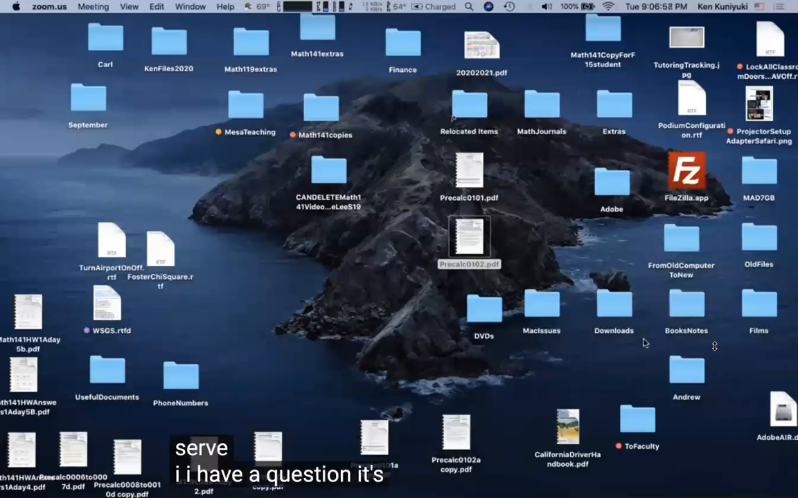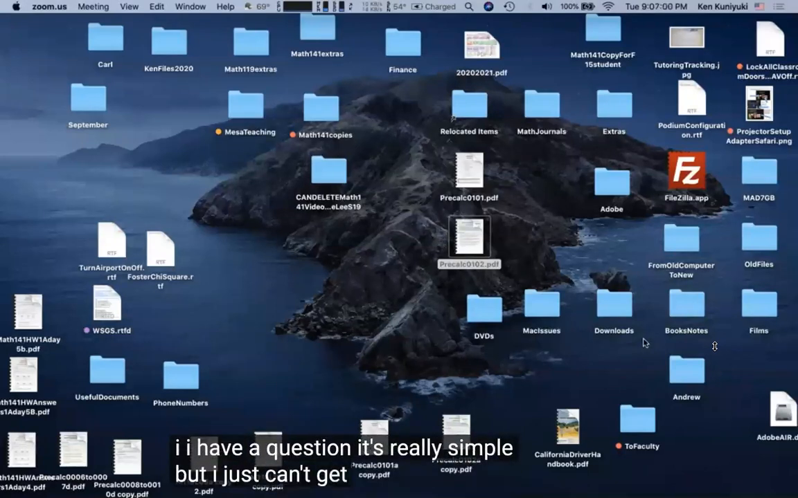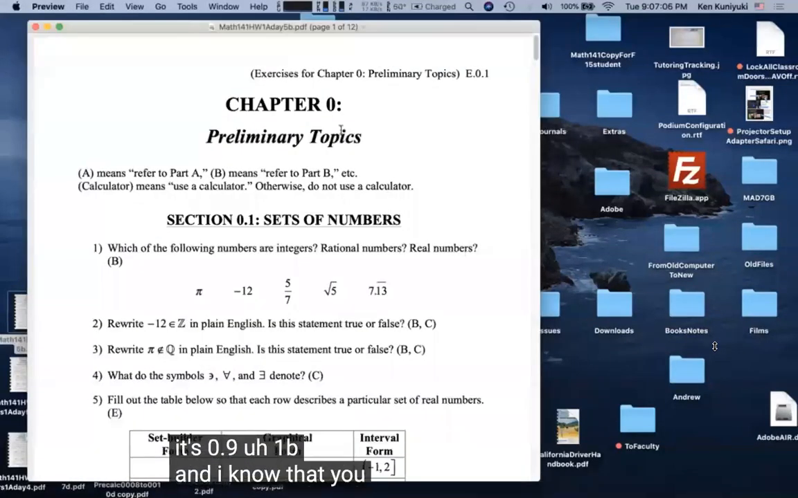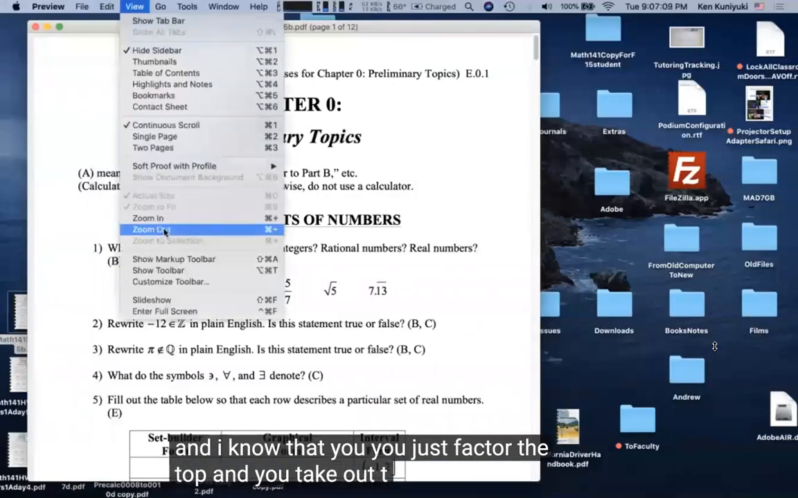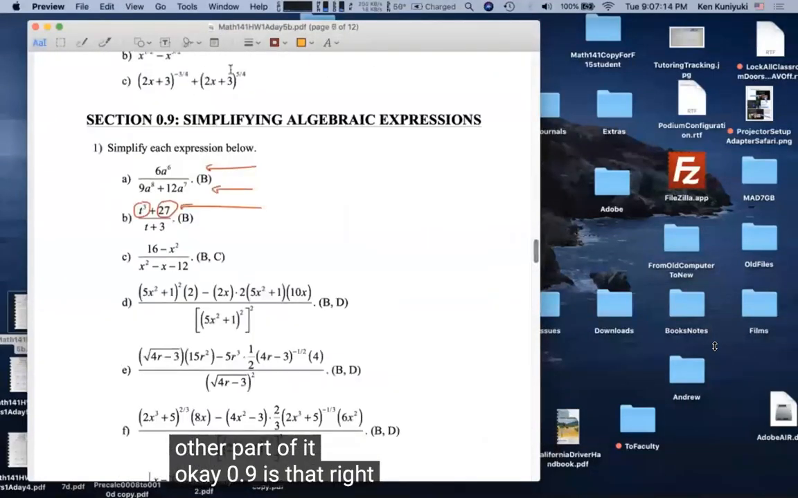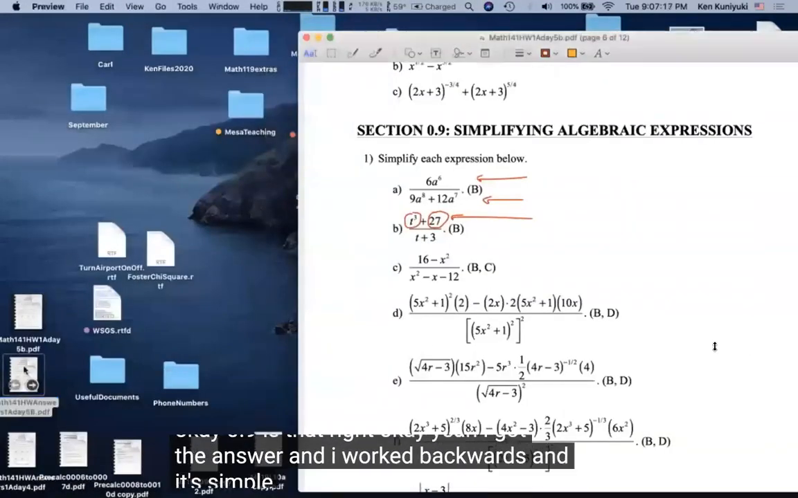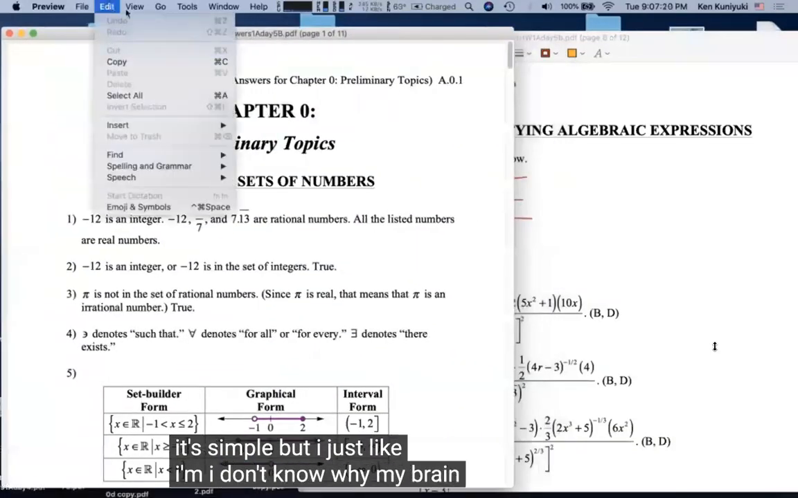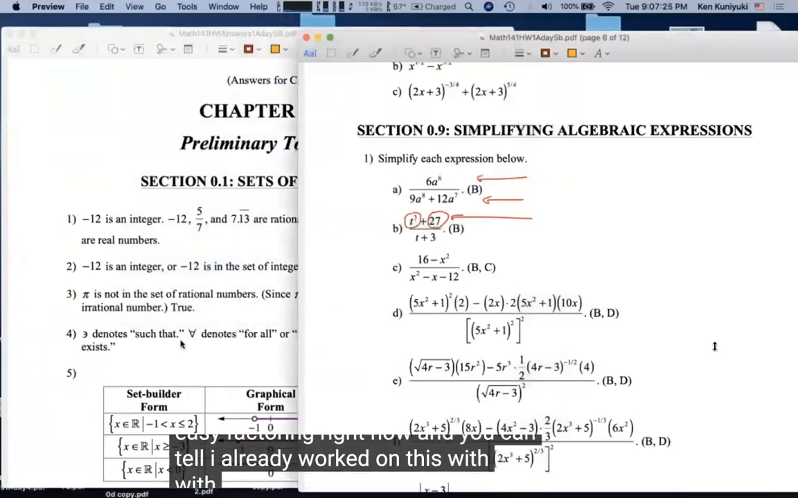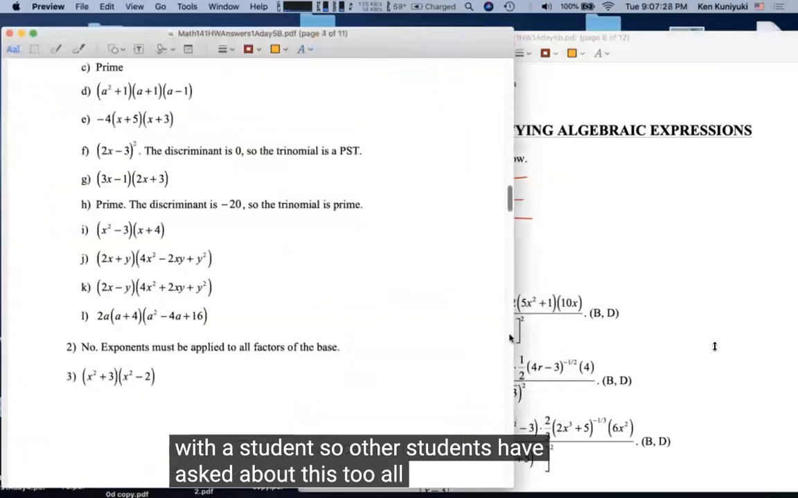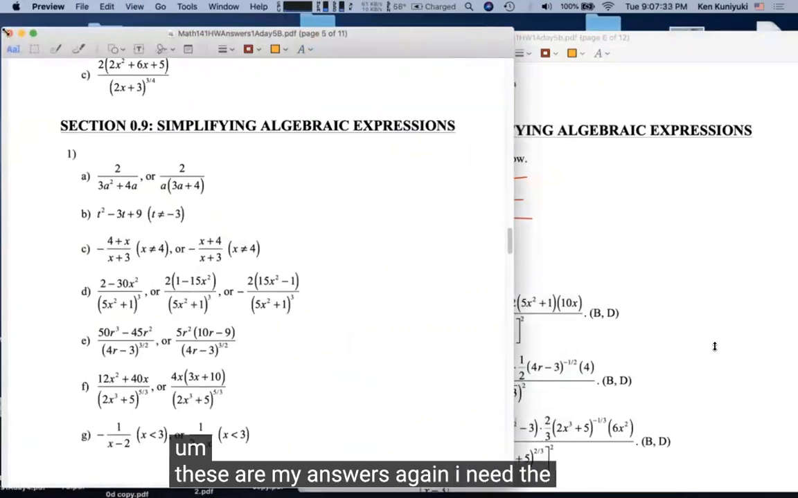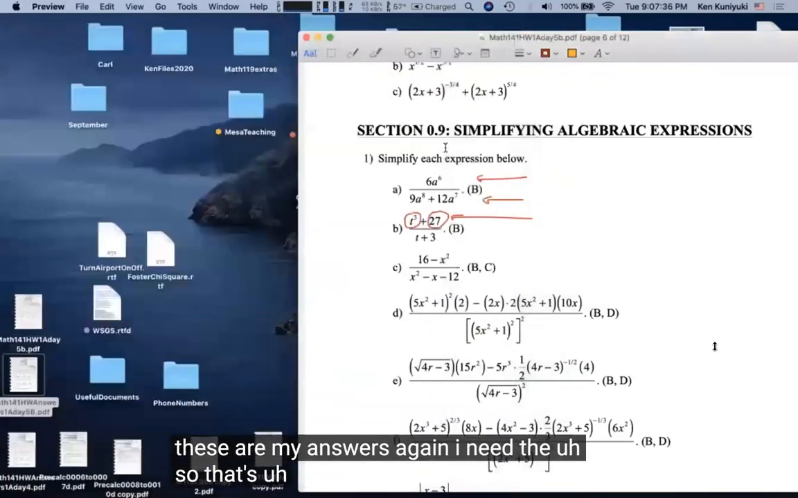I have a question. It's really simple, but I just can't get it down. It's 0.91b, and I know that you just factor the top and you take out t plus 3, but I don't know how you get the other part of it. Okay, 0.9, is that right? Yeah, I got the answer and I worked backwards and it's simple, but I don't know why my brain can just not do easy factoring right now. And you can tell I already worked on this with a student, so other students have asked about this too. All right. These are my answers again.